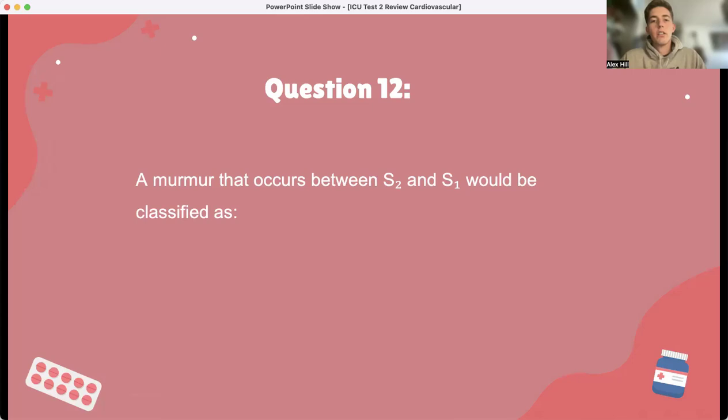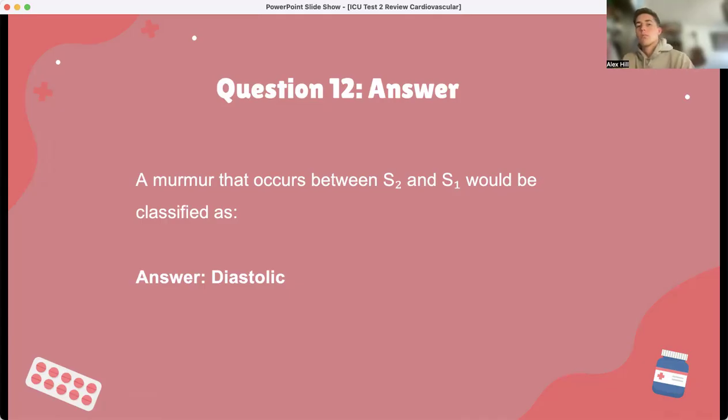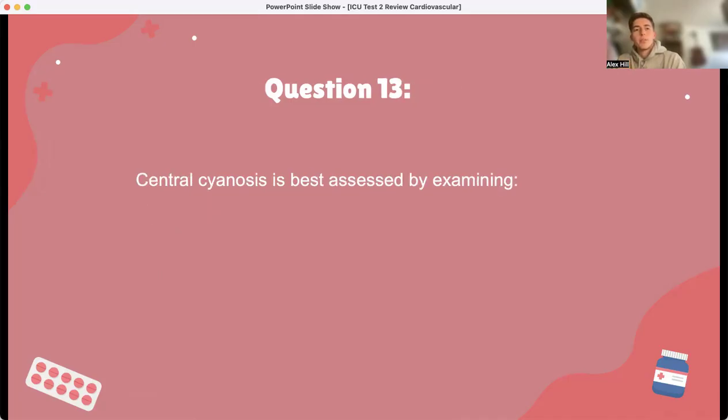Okay, a murmur that occurs between S2 and S1 would be classified as, so between S1 and S2 is systole, right? So this would be a diastolic murmur. If you remember what valves close with S1 and what valves close with S2, and remember that S1 signals the beginning of systole, that will help you to remember these ones.